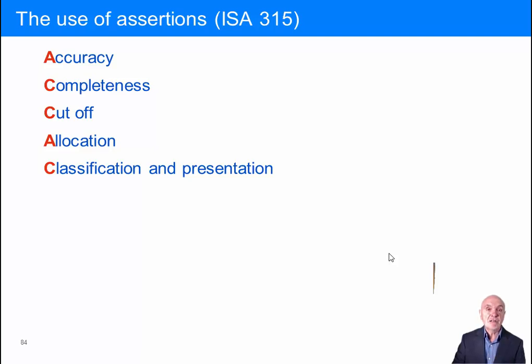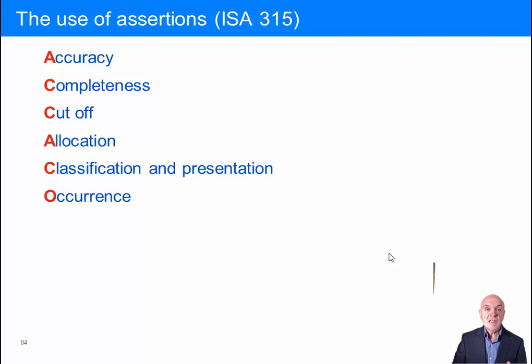Classification and presentation: that the 250,000 of plant and machinery for non-current assets is plant and machinery, and it's in the right slot in the statement of financial position. It is not vehicles, it's not premises, land and buildings, and so on. And the presentation, if we have to make certain disclosures, for example, in the notes, maybe about the amount of depreciation, that has also been properly made.